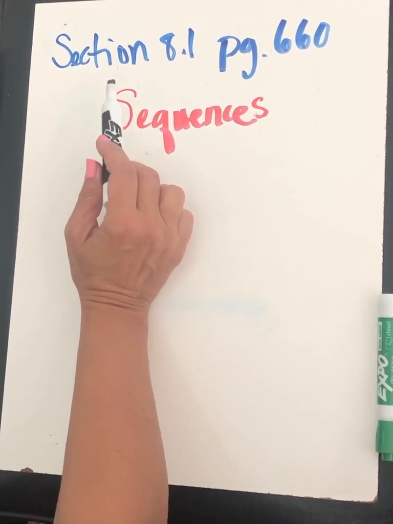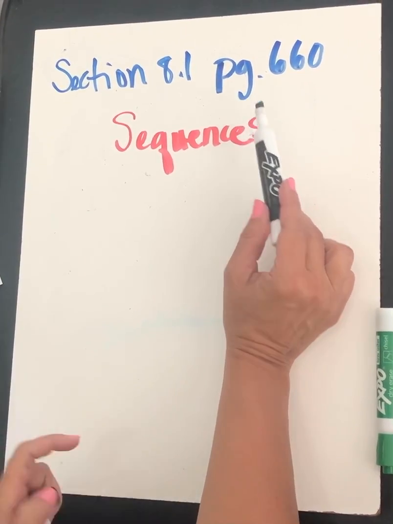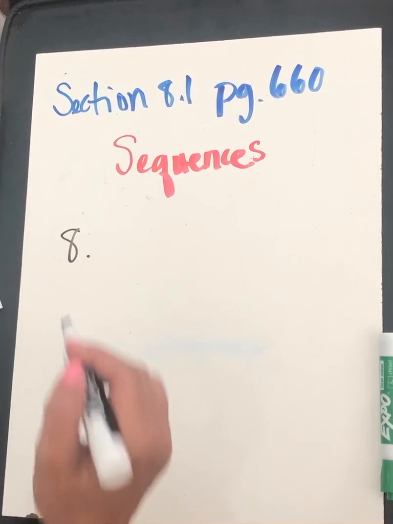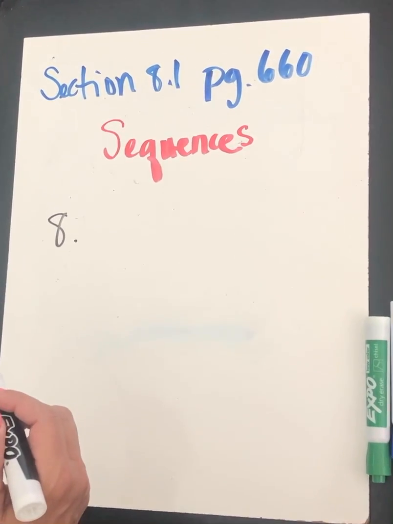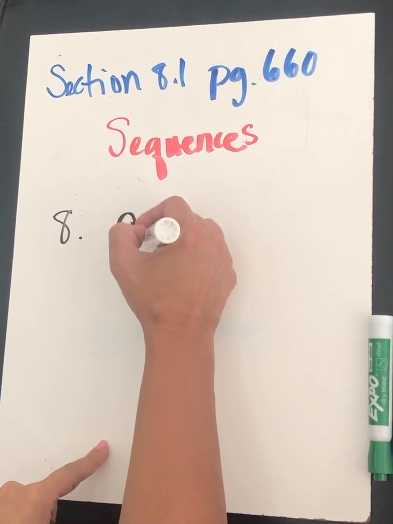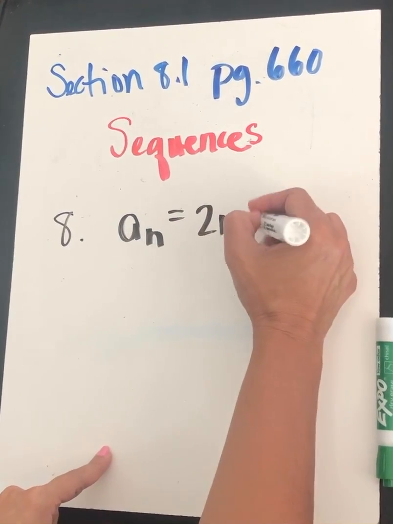So for section 8.1, I'm going to work through some of the problems on page 660 with sequences. So the first one I'm going to look at is number 8. Number 8 asks us to find the first 4 terms of the sequence. So here's the formula given. A subscript n equals 2n plus 1.